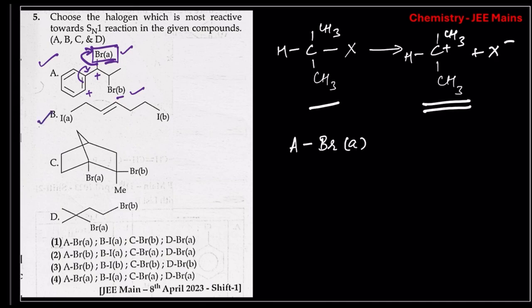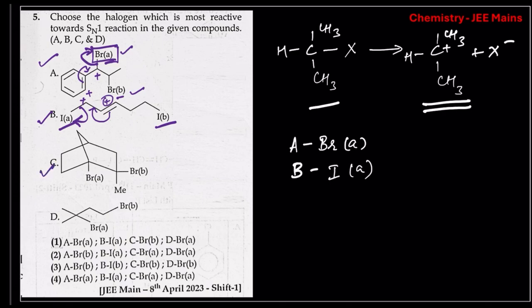Next option B. Now iodine marked as A and iodine marked as B. If this iodine marked as A leaves as iodide ion, then there is positive charge on this carbon. This positive charge gets delocalized due to the presence of the pi bond on the adjacent carbon. So the carbocation formed if iodine marked as A leaves as iodide ion is more stable than the carbocation formed if the iodine marked as B leaves as iodide ion. So the halogen which is more reactive here is the iodine marked as A. So for option B it is iodine which is marked as A.